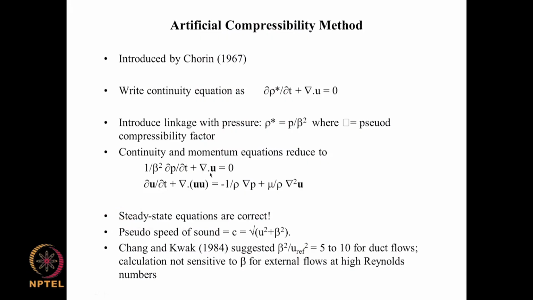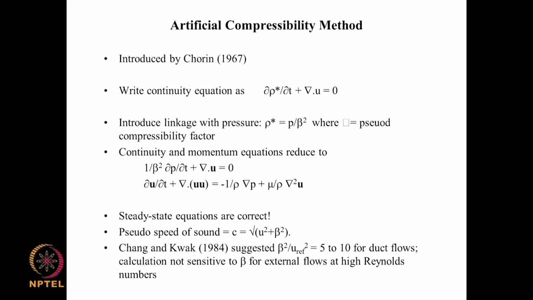vector form, and this del dot u will become equal to dou u by dou x plus dou v by dou y plus dou w by dou z, and here you will have 3 equations, x momentum, y momentum, z momentum equation, in which the same pressure which is coming out of this equation is used. So, there is no difficulty in extending this to 3-dimensional flows. The only thing is that it is correct only when you are considering the steady state solution.